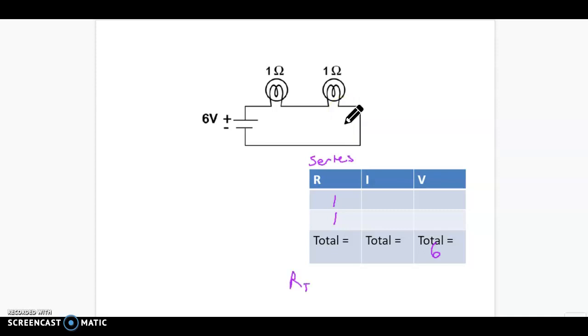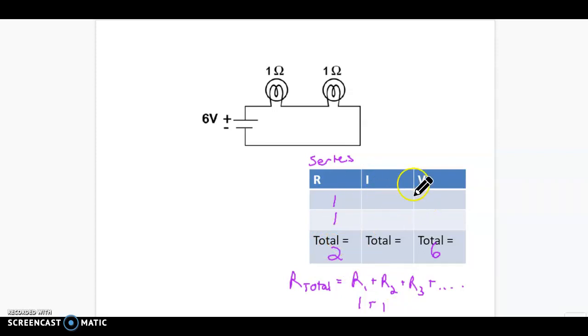my total resistance is equal to R1 plus R2 plus R3 plus and so on. I really only have two resistors, so I'm just adding these up. It's 1 plus 1. And so I get a total of 2 ohms for my resistance. And so I got that part.